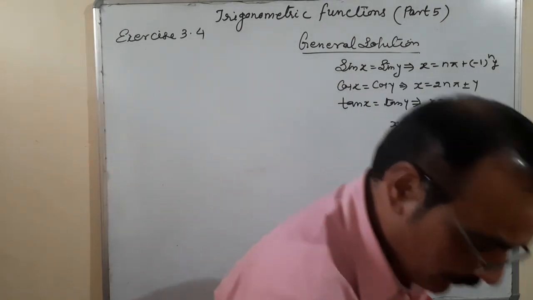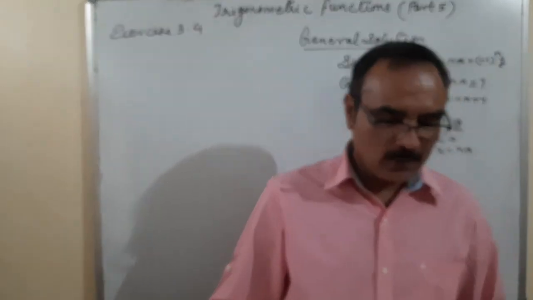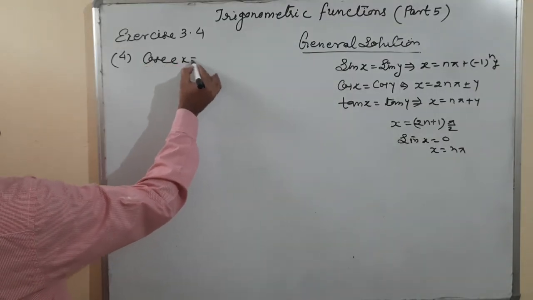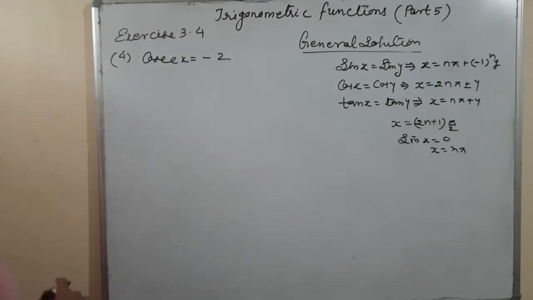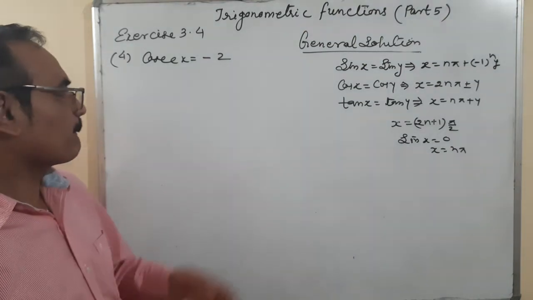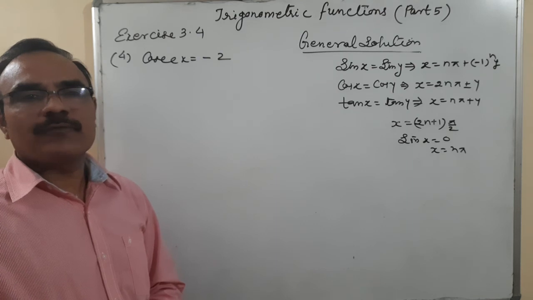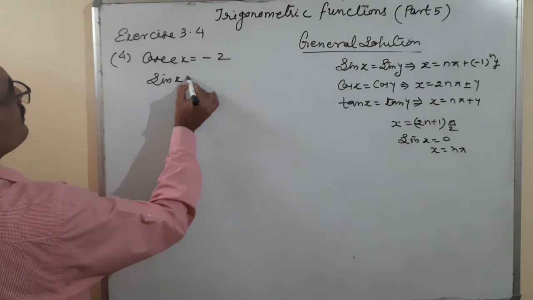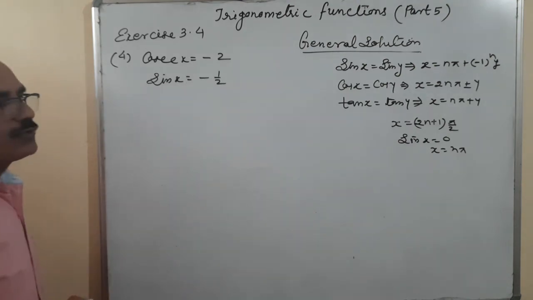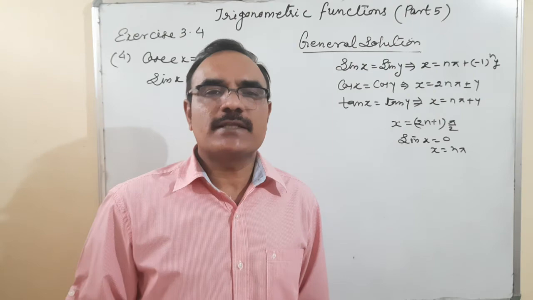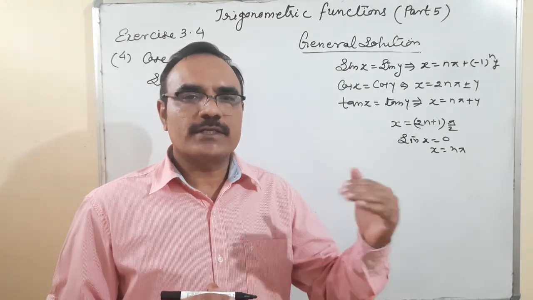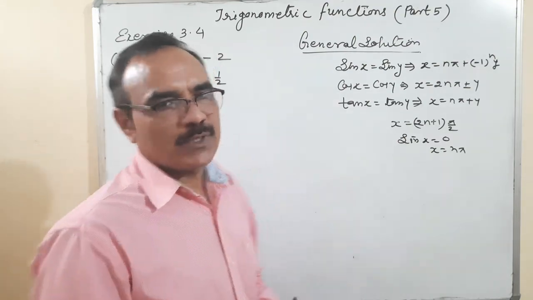Another question from 1 to 4. Let me take one question. Fourth question: cosec x is equal to minus 2. Cosec is the reciprocal of sine, so sin x is equal to minus 1 by 2. You know that sin 30, pi by 6, gives 1 by 2, but it is given as minus. So there are two solutions, in the third quadrant and the fourth quadrant, where you get minus 1 by 2.